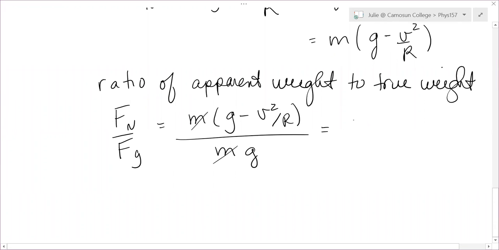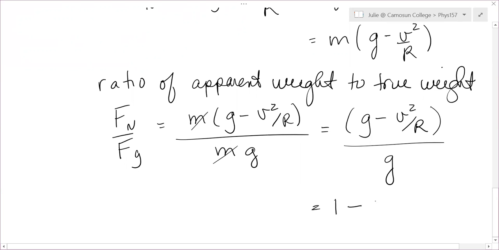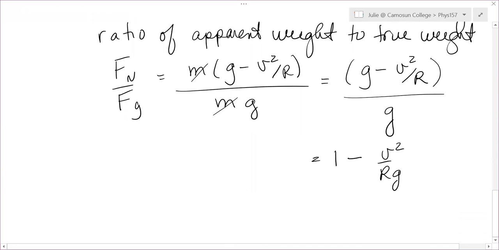Okay, so this ratio that they're talking about would be g minus v squared over r, over g. Remember, v squared over r is your centripetal acceleration. So this number is less than 1 because the top is smaller than the bottom, and it's less than 1 by this ratio of the centripetal acceleration to g. So you could actually write this as 1 minus v squared over rg. If you wanted to, you don't have to go that far. But so this is smaller.